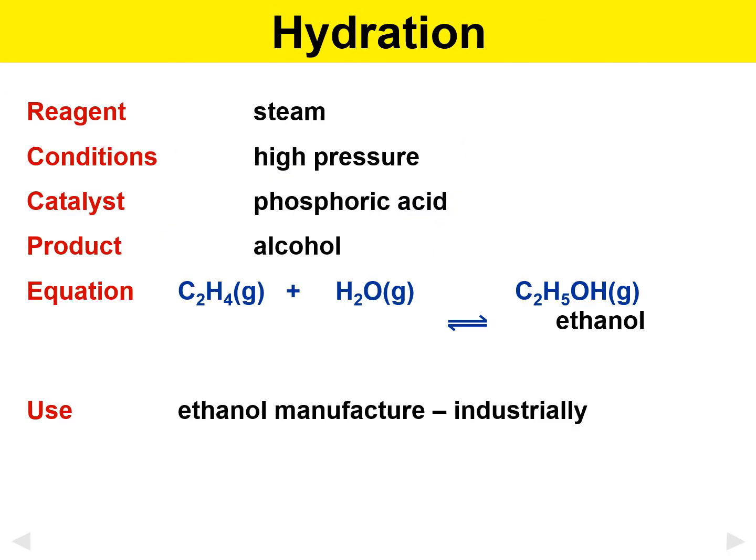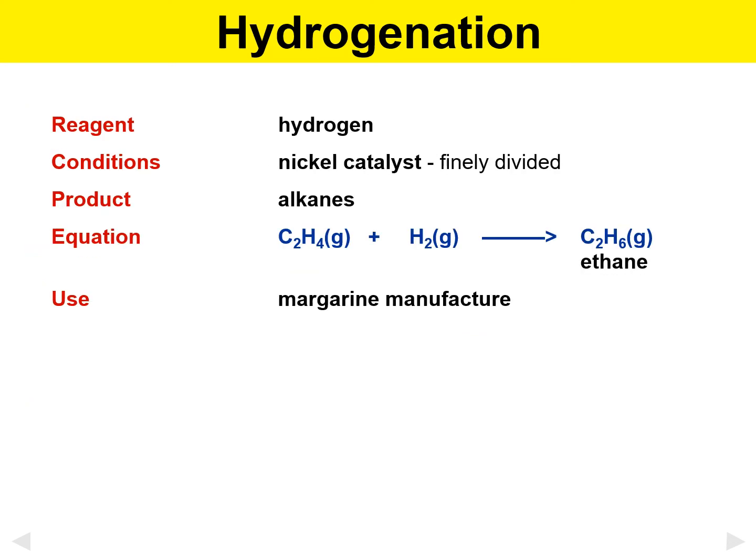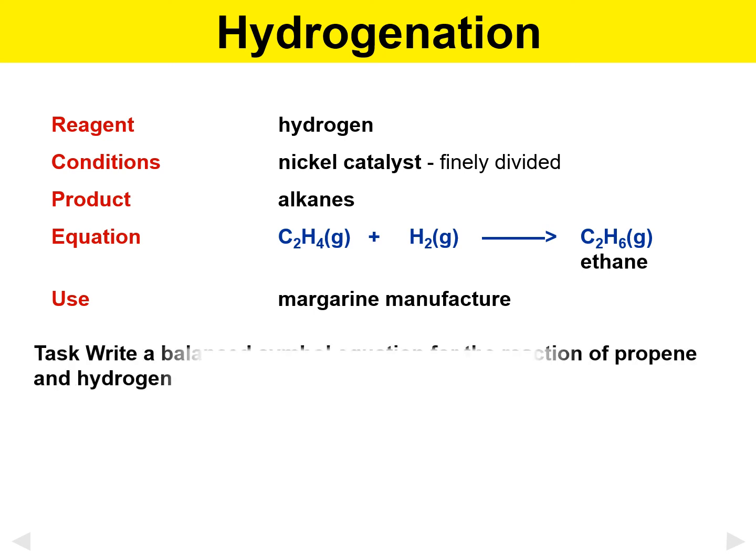Let's look at some other addition reactions. Again, you met this reaction at GCSE level, the hydration of ethene to produce ethanol industrially. This is done using steam, so the conditions are high pressure and a catalyst of phosphoric acid. Another example is the hydrogenation of ethene to produce ethane. In this case, we use high pressure and a nickel catalyst, which is finely divided, and this reaction is used in the manufacture of margarine.